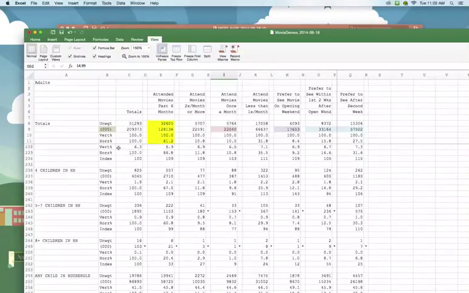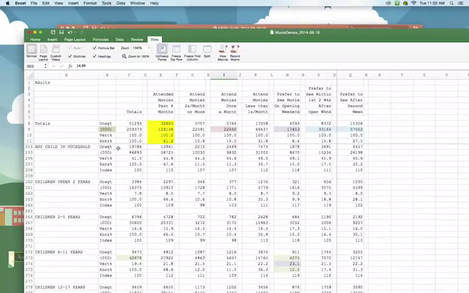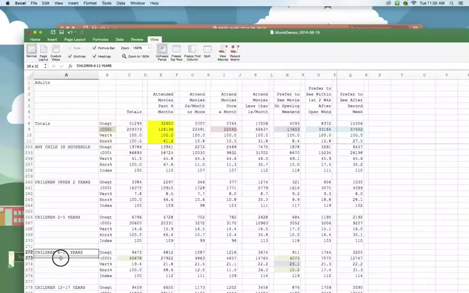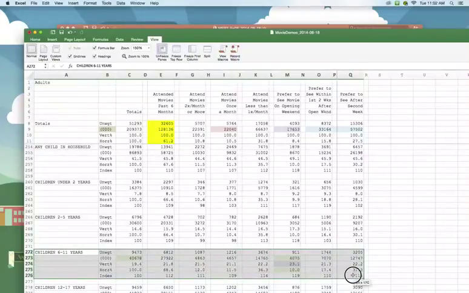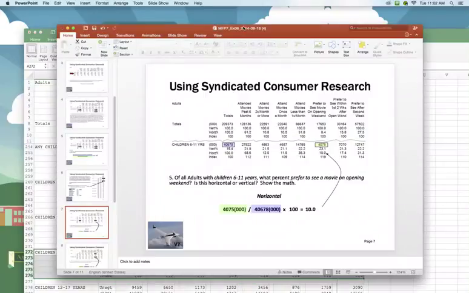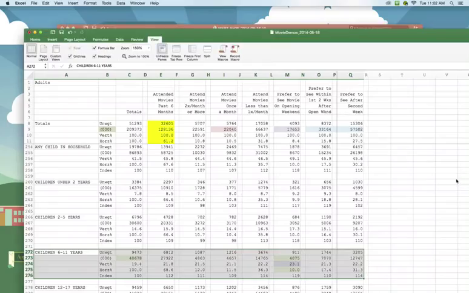Where are we? There we go. 6 to 11 years, first and foremost. We've got all this information right here sitting pretty. And in this case, we would look at your totals, as well as prefer to see a movie on an opening weekend.